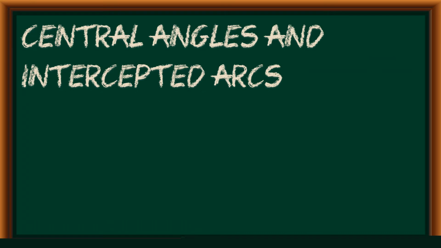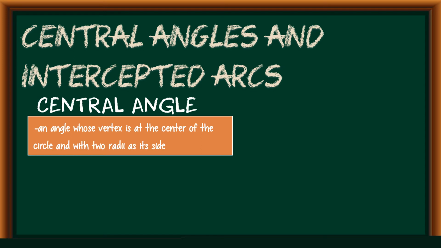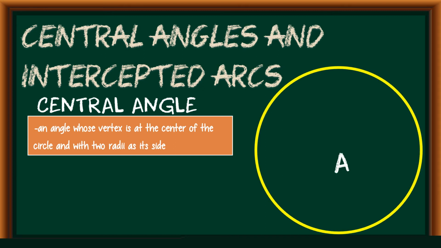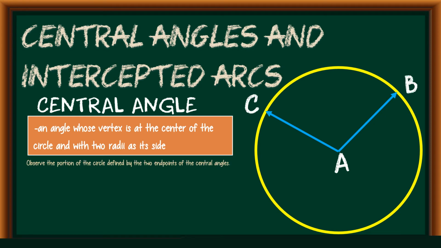The last part of this lesson is the central angles and intercepted arcs. Recall that a central angle is an angle whose vertex is at the center of the circle and with two radii as its sides. So if we have circle A, we have this central angle, angle CAB. Now, observe the portion of the circle defined by the two endpoints of the central angle. Our two endpoints are point C and point B.